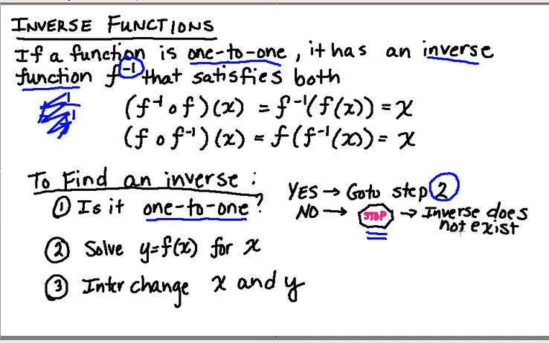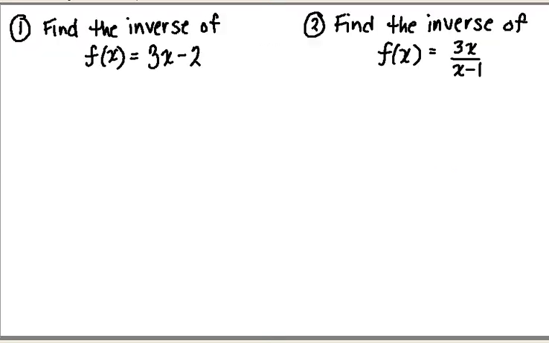Alright, so if we determine that the function is one-to-one, we then solve y equals f of x for x. And then the last step is we interchange x and y to get our inverse function. So now we'll go through an example to explain exactly what we mean by steps 2 and 3. Here I have two examples. In the first example, we are going to find the inverse of 3x minus 2. I know that this function is one-to-one because if I graph it, it's a straight line.